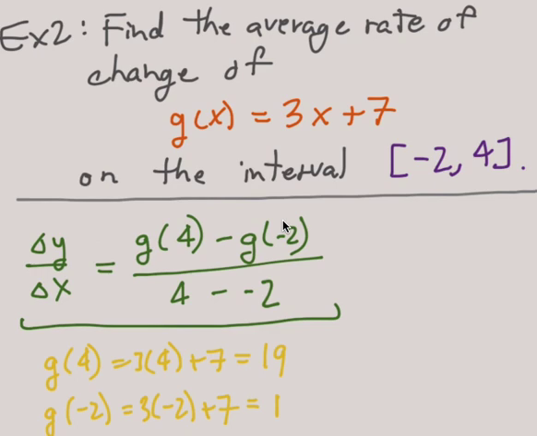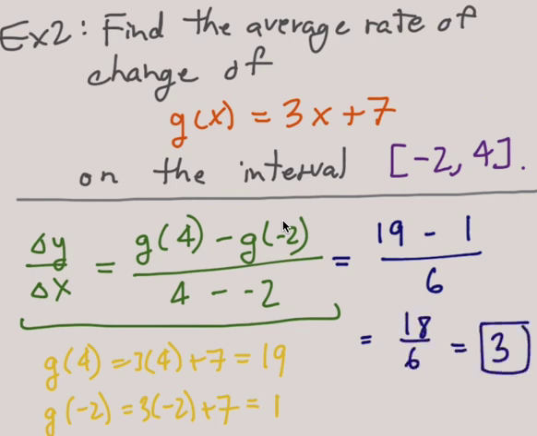And so plugging those in, g of 4 is 19, g of negative 2 is a positive 1. 4 minus a negative 2 would be a positive 6. That gives me 18 over 6, or just 3. So the average rate of change of the function g is just 3.